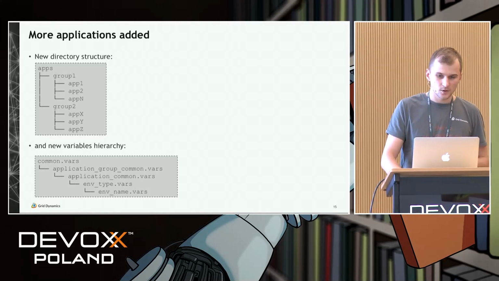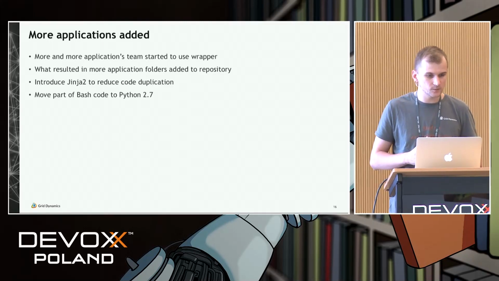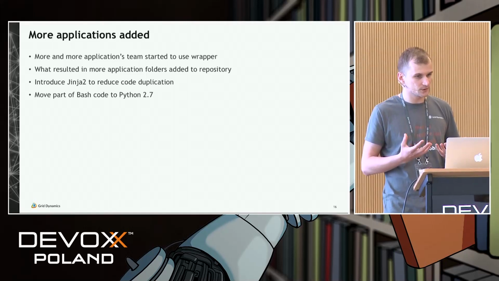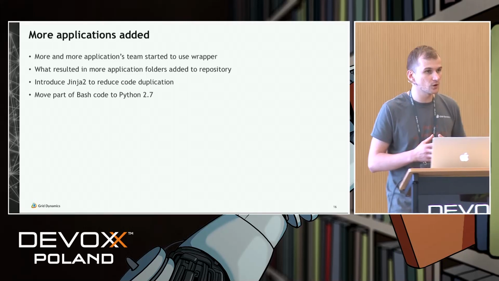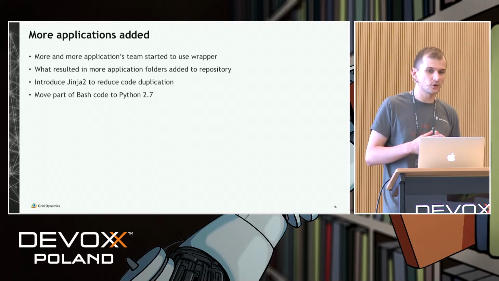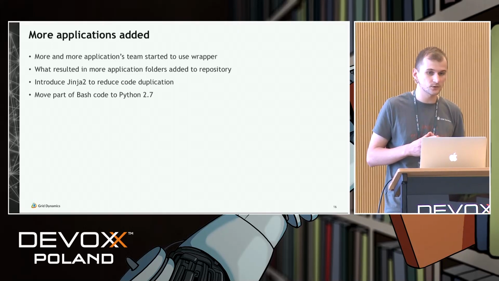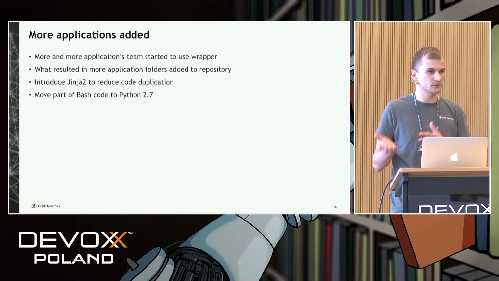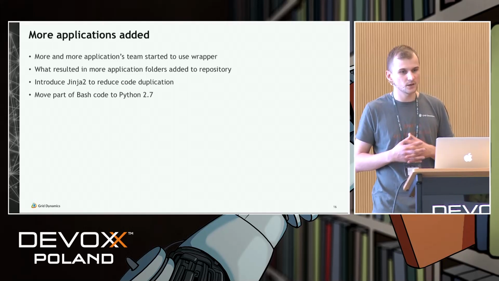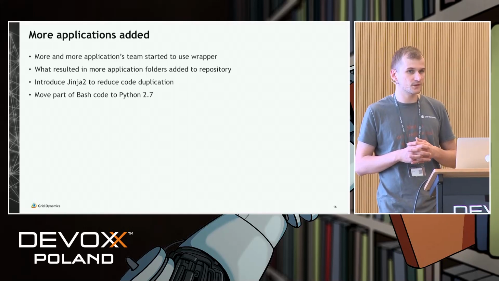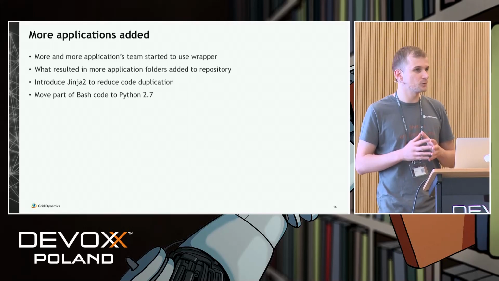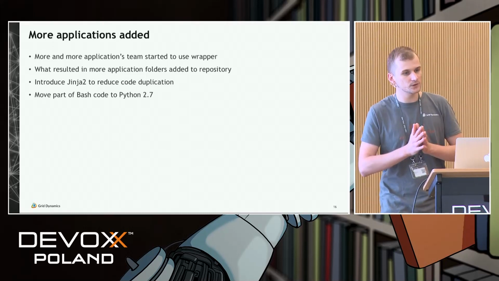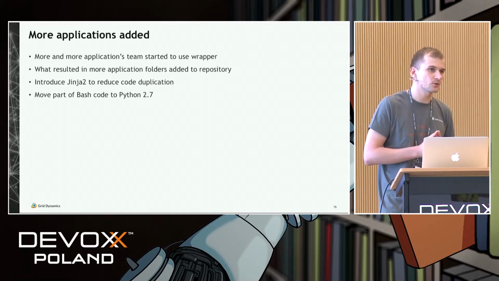So more applications were added, and because of this, more and more teams started to use it, which resulted in more and more folders or directories added to the repository. Obviously, because every application has its own directory, it makes them more and more, which started to become harder to maintain. What we did, we introduced Jinja 2 to reduce code duplication.